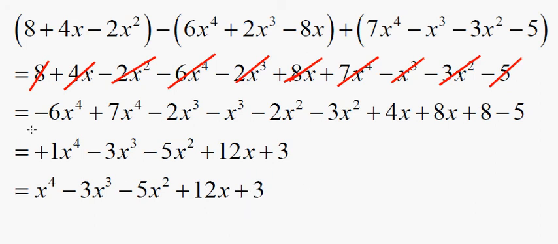So there's an example of polynomials, and you can see that we have each order in this example. Power of 4, power of 3, power of 2, power of 1, power of 0.